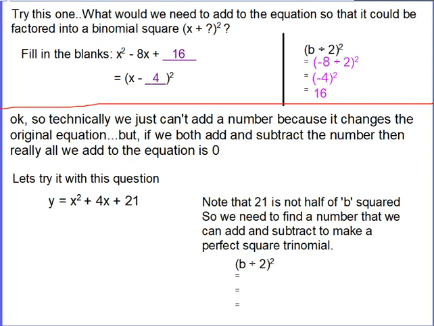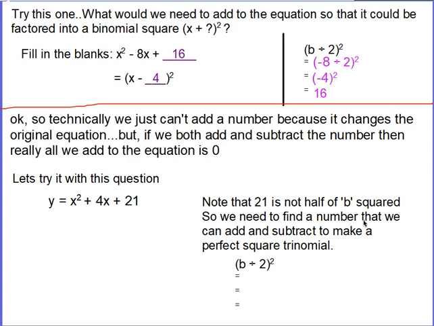It says here, okay, so technically, we can't just add a number onto this equation here. We can't just add 16 over there. That breaks a ton of the math rules, because remember in math, whatever you do to one side, you have to do to the other side, right? And the reason for that is because if we don't do anything to the other side, then it changes the whole thing. But if we both add and subtract a number, then really all we add to the equation is 0. So if you add 16, and then you take away 16, really what you did on that side was nothing, because 16 and take away 16 is just 0. So doing nothing to one side, you don't have to do anything to the other side. And that is one of the coolest moves in quadratics.